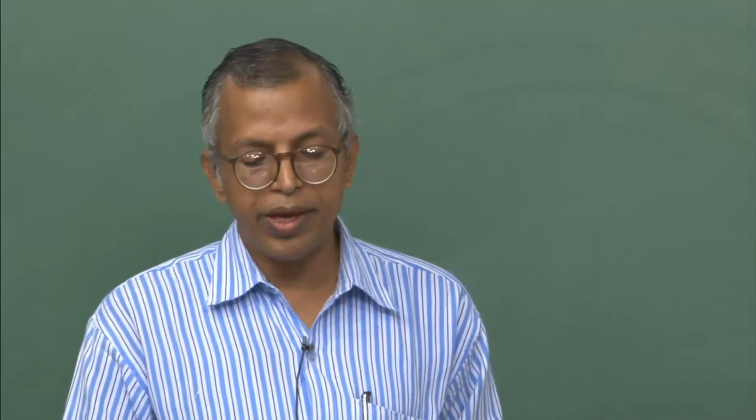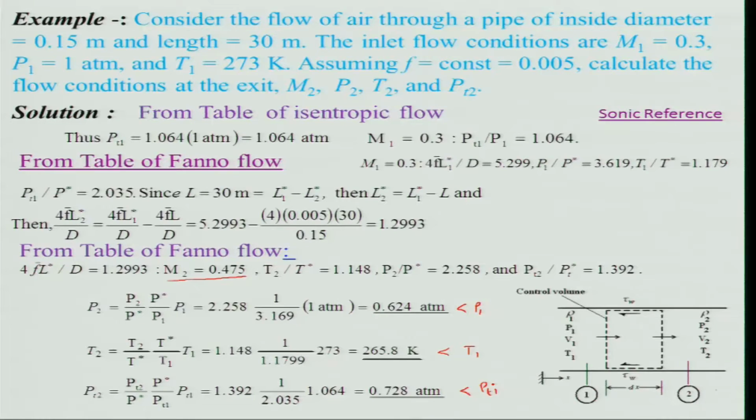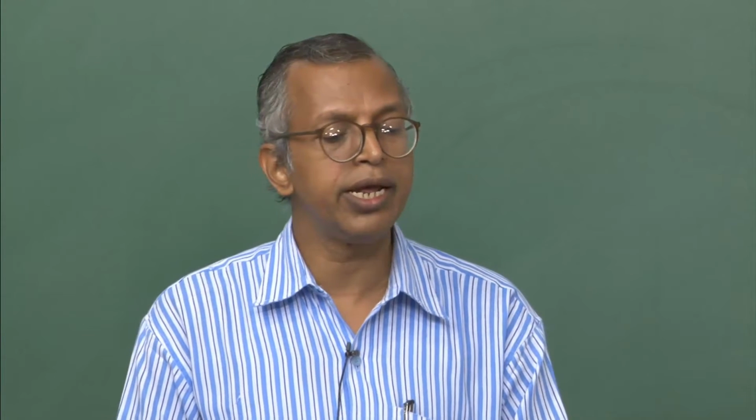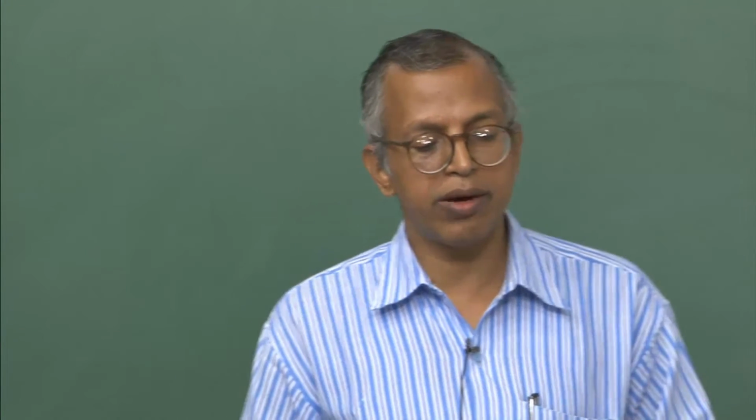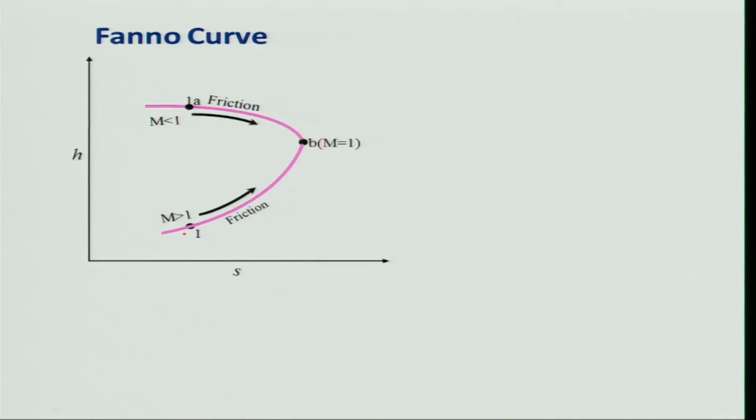Now, we have learned how to solve this problem by referring to the sonic conditions and then working on it. So, let us look at what happens to the Fano curve and how it looks, whether it is similar to the Rayleigh flow curve which you have seen. Again, using the Mollier diagram, you can see the curves shown here.